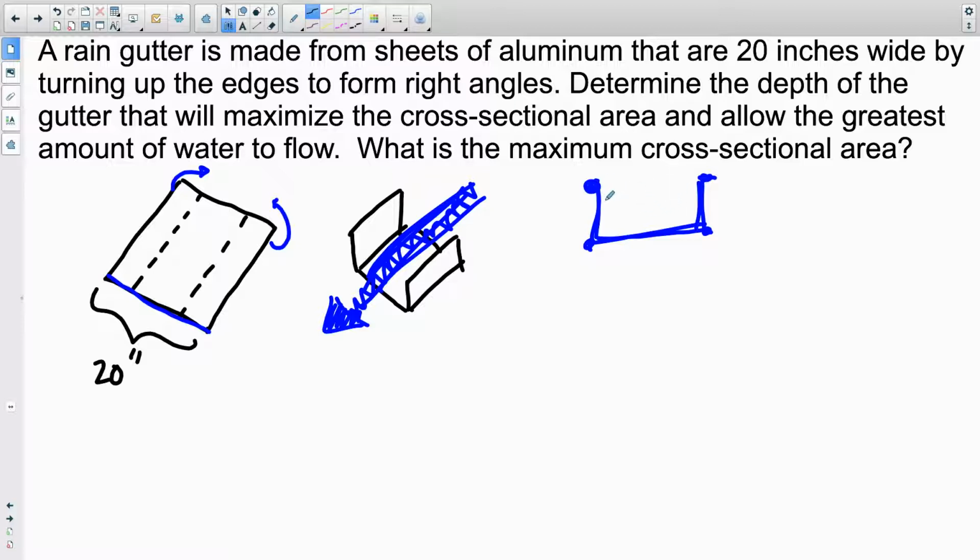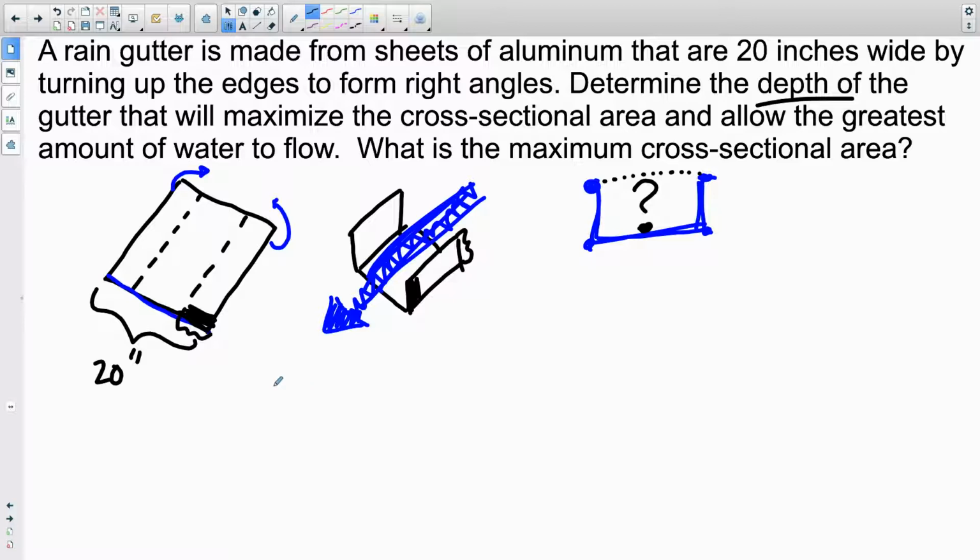And again, we're trying to maximize this cross-sectional area. So a cross-section is where you cut something and you look at it from the side. So we're maximizing this area. And we realize that it's not a closed shape, but it's really a rectangle. And so when they say determine the depth of the gutter, the depth of the gutter would be this distance, and that is this fold that we're folding up.